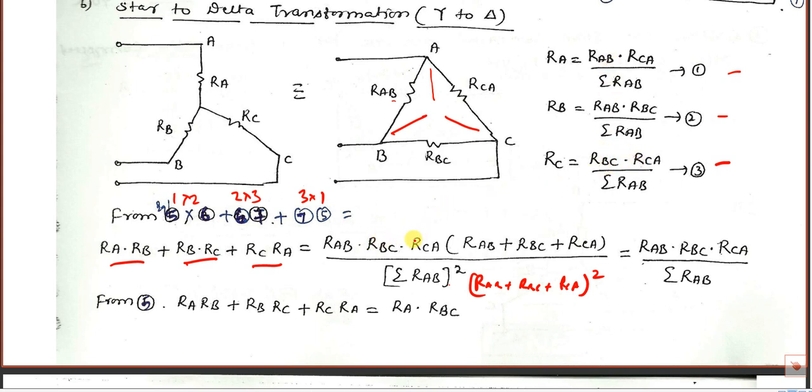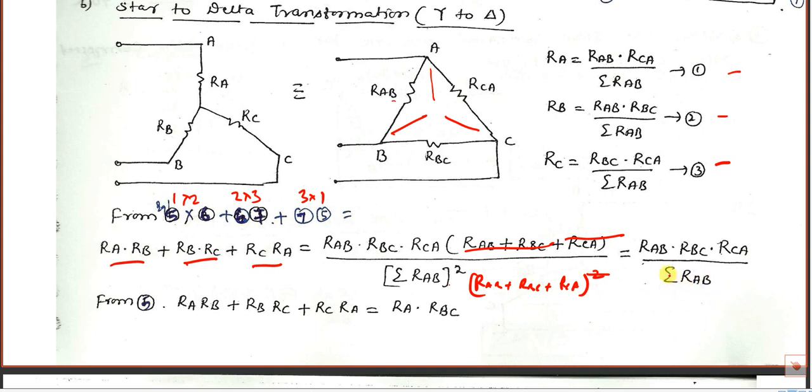In all the terms, RAB square, RBC square, RCA square you get. So you take RAB plus RBC plus RCA common. If you take common, you will be left with whichever term had the square: in the first term RAB square was there, so RAB is left; next RBC square was there, so RBC is left; next RCA square was there. Now the sigma RAB will get cancelled with this square. This is the whole square, this is only one term, so this will get cancelled. Now we are left with RAB RBC RCA divided by RAB plus RBC plus RCA, that much sigma RAB.